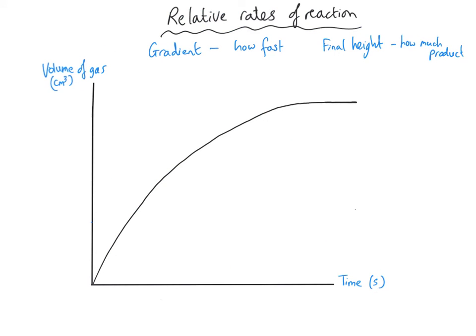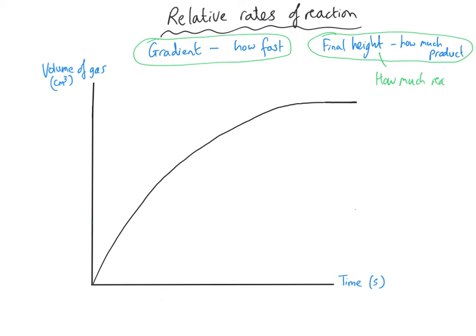We're going to finish off this video by just looking at a few instances where we're going to be comparing relative rates of reaction. And so before we have a look at that, let's just remind ourselves about the crucial aspect of this, which is that the gradient of a rate of reaction graph is how fast the reaction is happening, and that the final height of the graph is related to how much product you're making, which is also related to how much reactant we are using. And if you're using more reactant, obviously you're going to make more product.